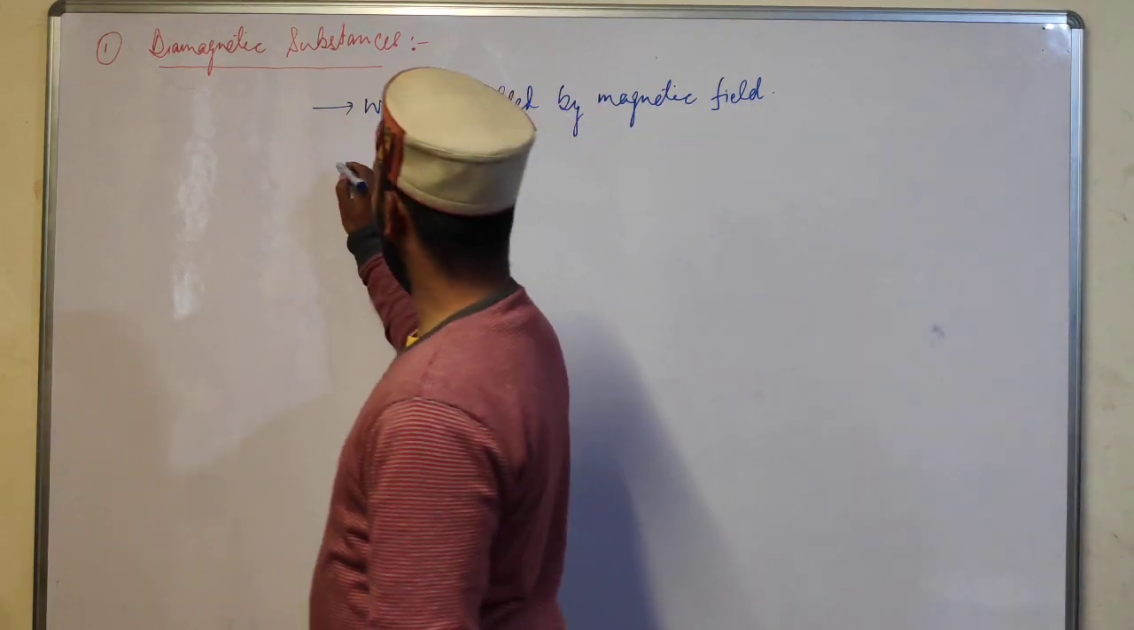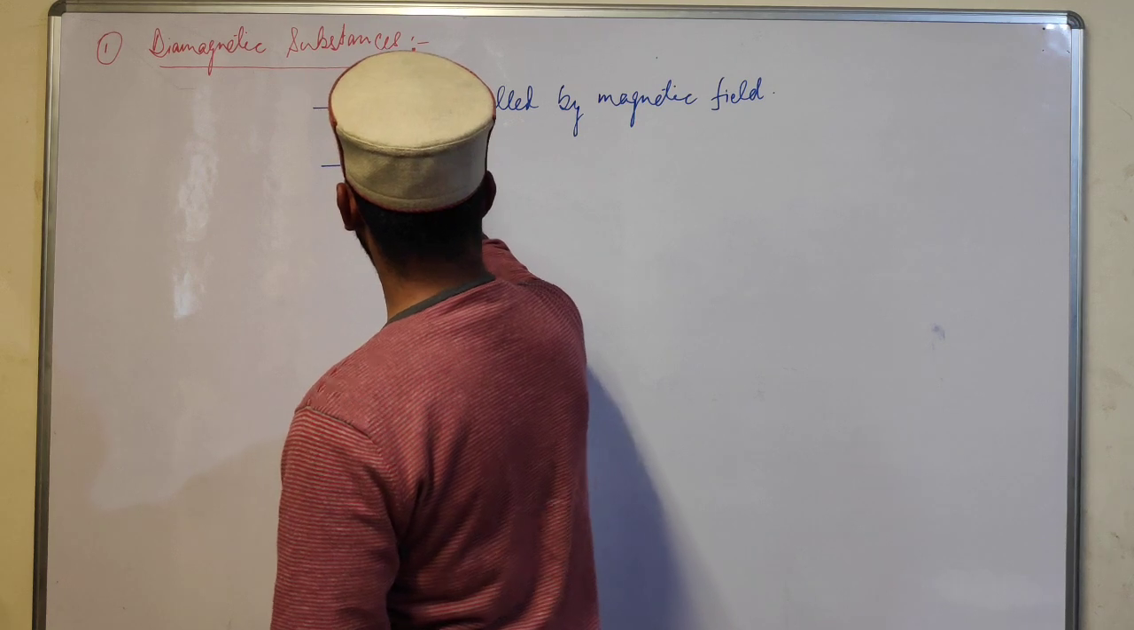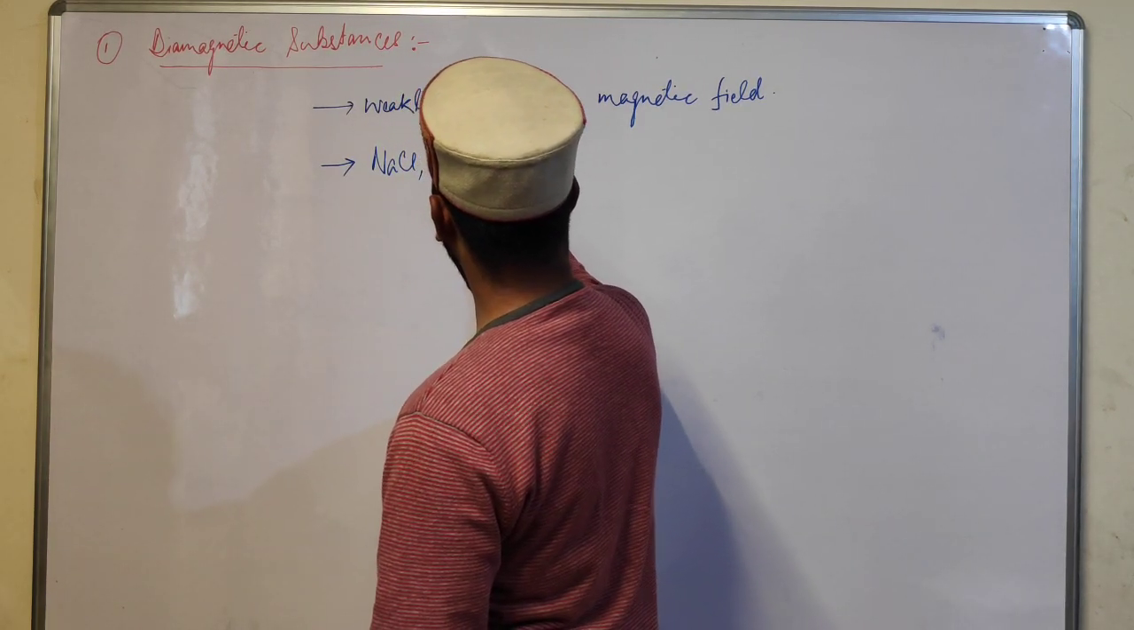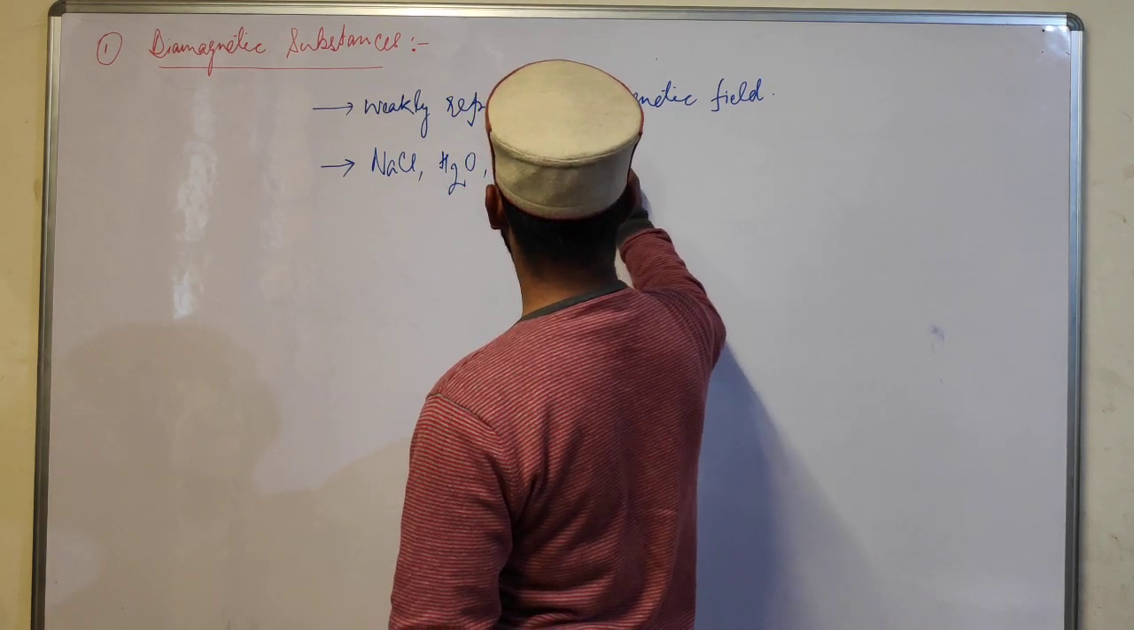Now, the common examples of such substances are rock salt, that is NaCl, then water is also diamagnetic, then benzene, etc.